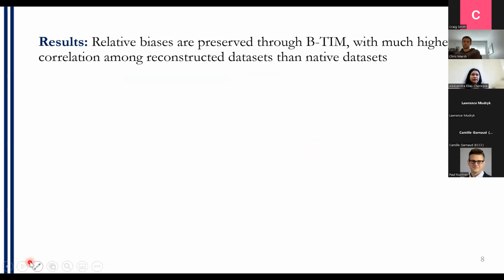All right, I've walked through our methods. Now let's take a look at the resulting reconstructed data sets and what we can learn from them.